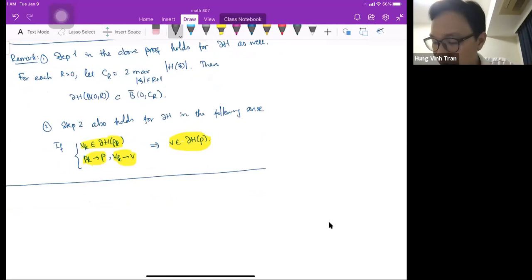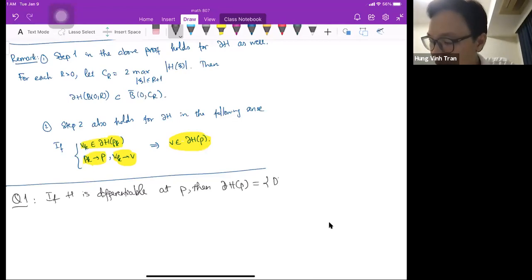There are now two questions. So question number one, this is quicker, so let me address this one. Then I'll do an interactive discussion with you guys about the other. The first one is that if h is differentiable at p, then the subdifferential set is a singleton, right?